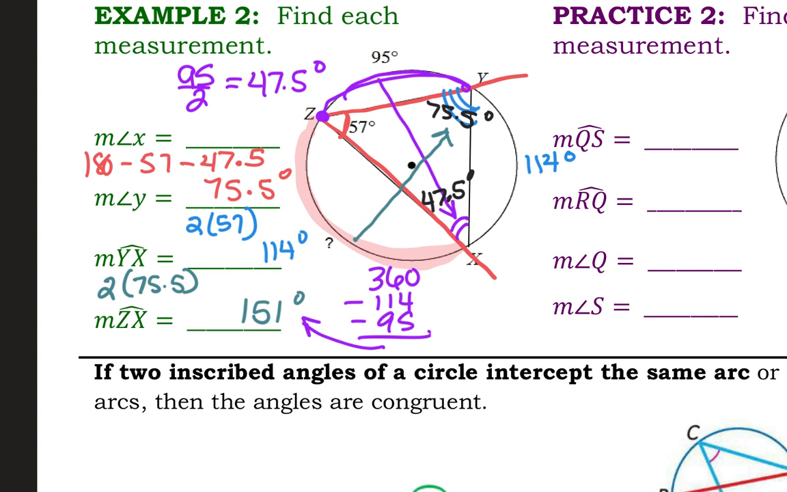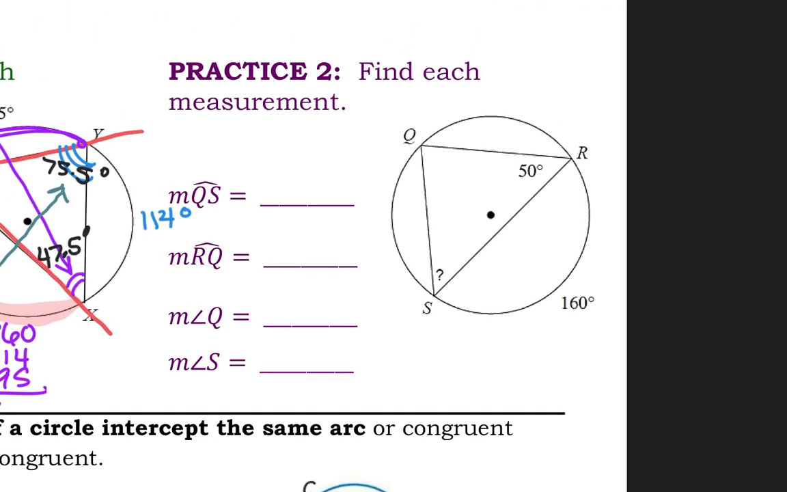So practice 2, you guys were already working on it. What did y'all find first? Did y'all start with the 50 or the 160? The 50. Ajani, what did you do with that 50? And what did that help you find?